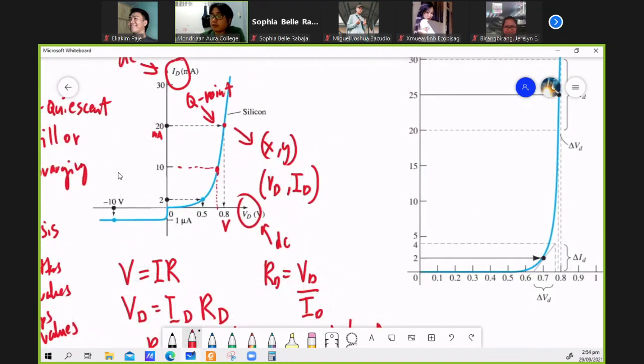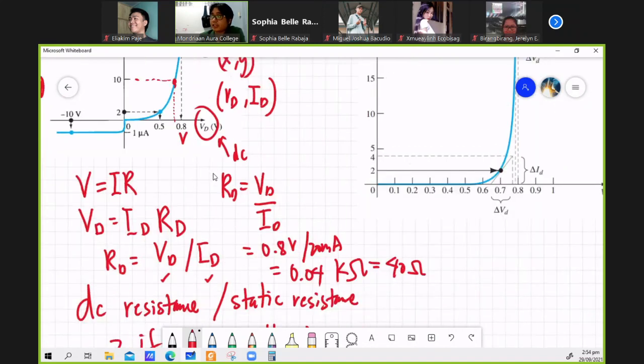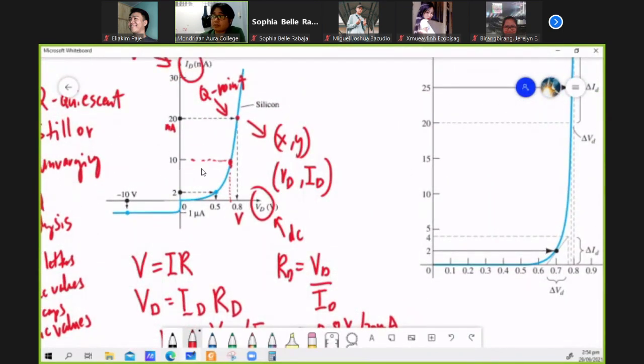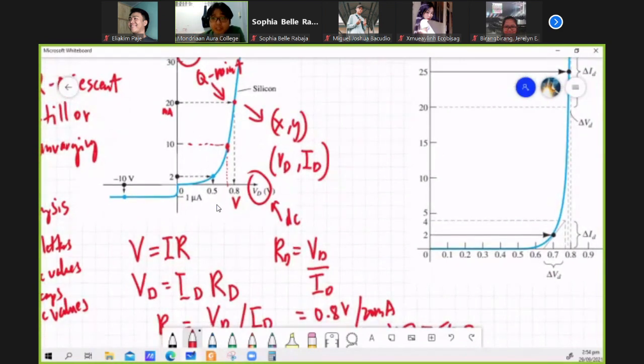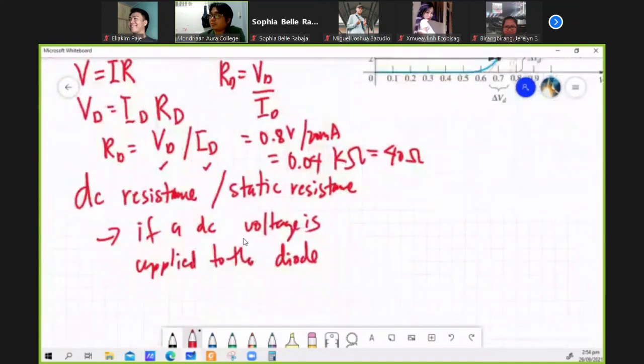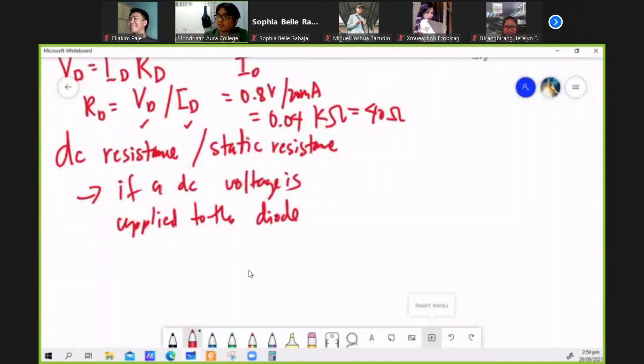So itong kaninang ginawa ko, isang 10 milliamperes at ang corresponding na voltahe niya is let's say 0.7. So kunin natin yung resistance at that point kasi we have the first point and we have the second point. So maaring na iba yung circuit na ginamit mo, kaya na iba yung Q point. Okay? So we have 10 milli and 0.8 volts. So we have R sub D is equal to 0.7 volts divided by 10 milliamperes. So this is equal to 0.07 kilo ohms.